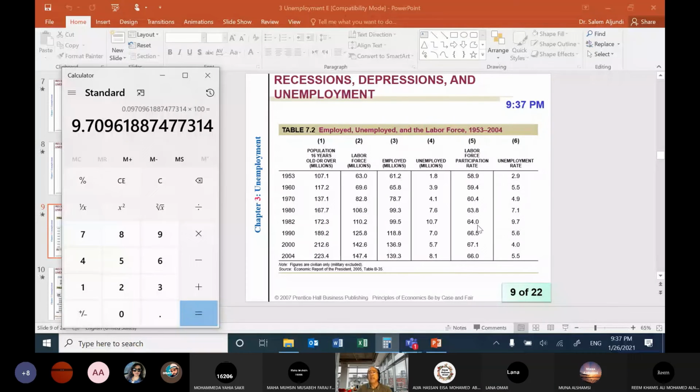How to calculate the labor force participation rate? Here it is 64%. So we have to divide the labor force over the population, times 100 as a percentage. So it is around 64 after rounding. So it is correct.